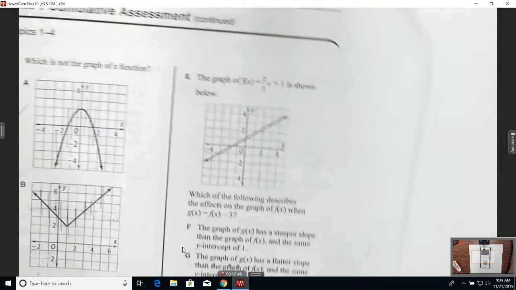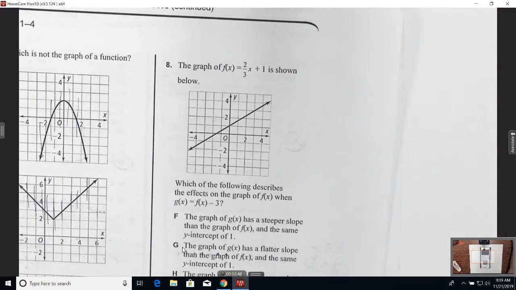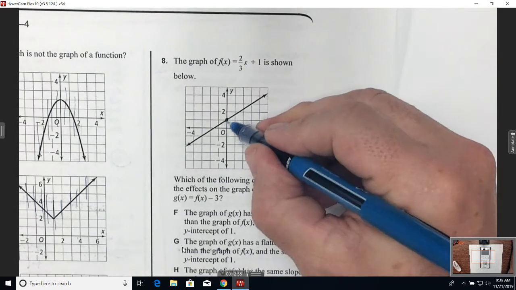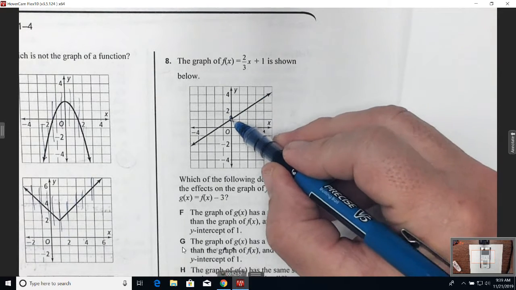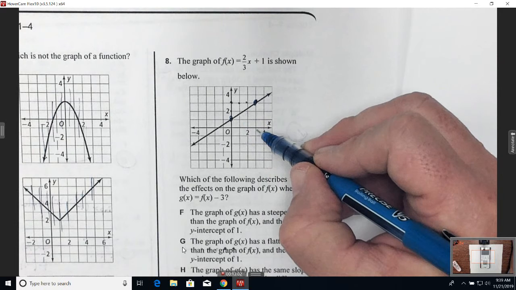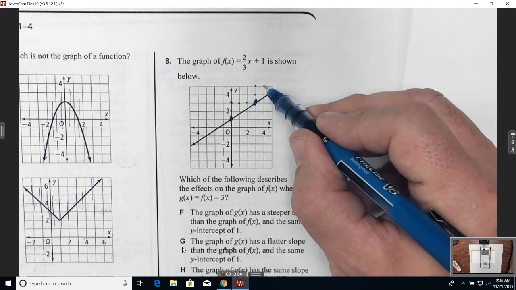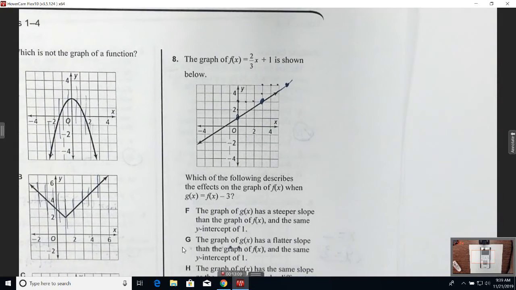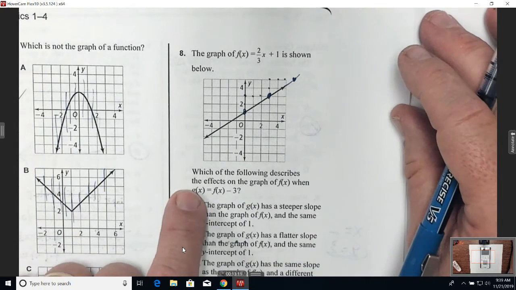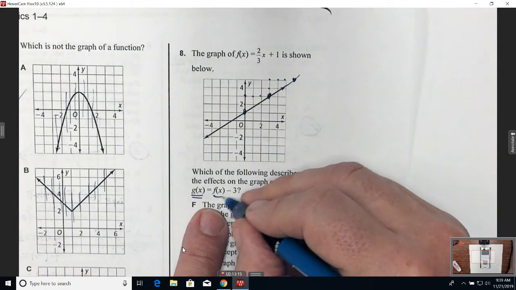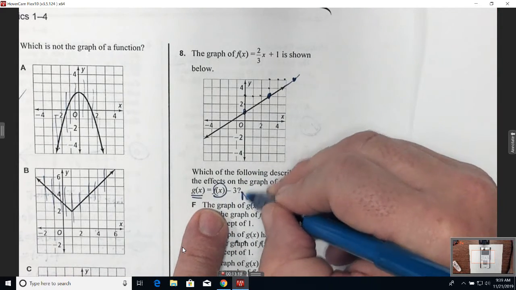Okay, let's look at question 8. The graph of f of x is equal to 2/3 x plus 1 is shown below. It's in slope-intercept form. My y-intercept is a positive 1, and my slope is 2/3. So I rise up 2, run to the right 3, and there's another point on the graph. All day long I can go up 2, to the right 3, and there'll be another point on the graph, and so forth. Okay? Which of the following describes the effects on the graph of f of x when you have a g of x function that is that entire function minus 3?